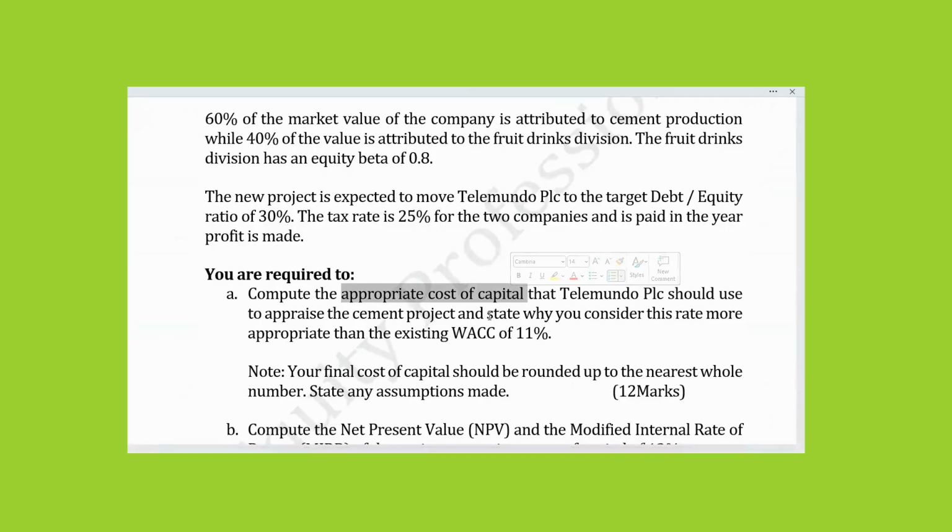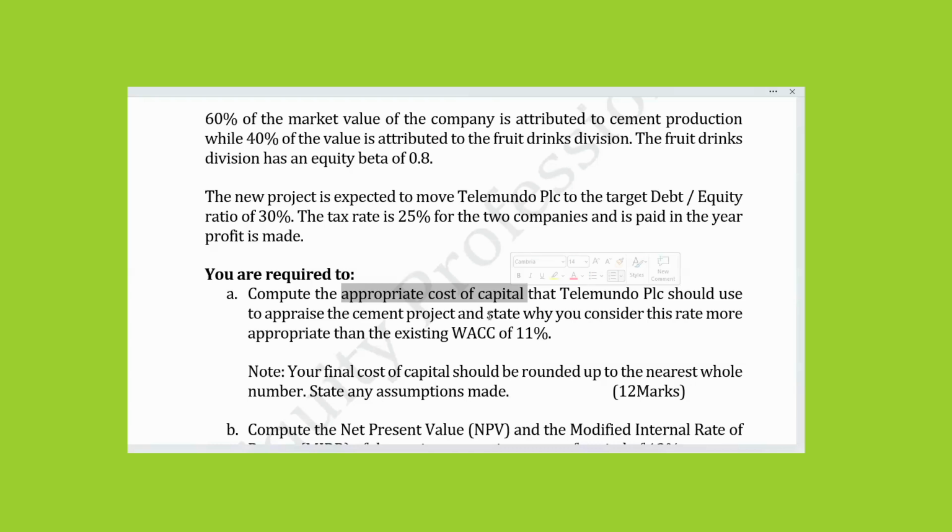So how do you then calculate project-specific cost of capital? We said that to estimate project-specific cost of capital, there are 5 steps you are supposed to carry out. The first step is to identify the proxy beta. Step 2, you ungear the beta if it is geared. Step 3, you regear to incorporate the financial risk of Telemundo. Step 4, you calculate cost of equity using the capital asset pricing model. Then step 5, you calculate project-specific WACC. It's as simple as that. No matter how big the question is, it is the same procedure.